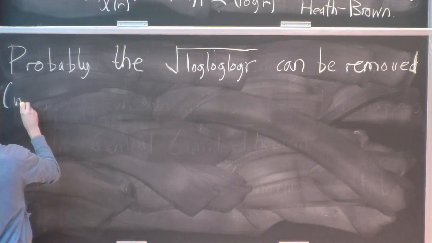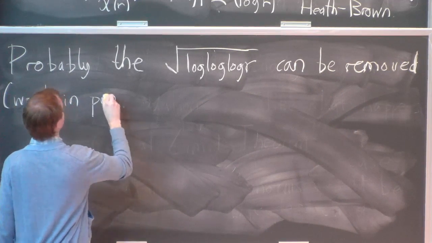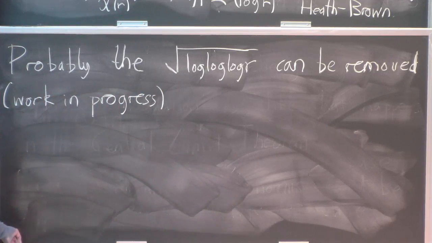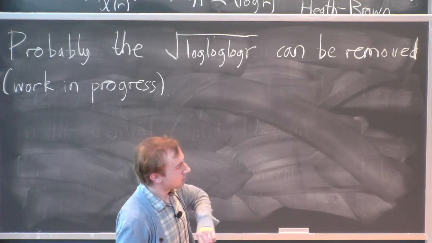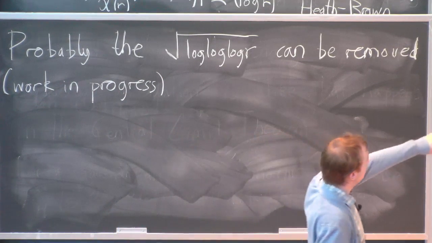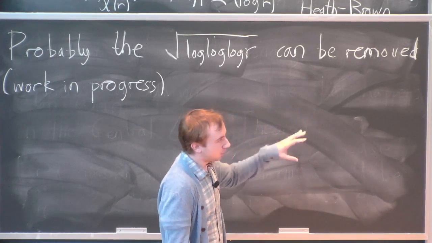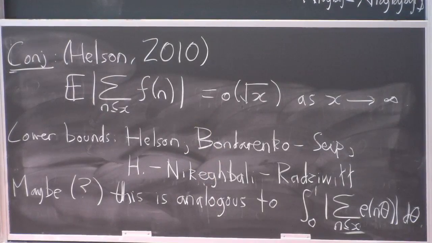And this is work in progress to do that. I think it can be, but I haven't checked all the details yet. And if it were removed, then presumably in view of theorem 1, that would be a sharp upper bound. So if you don't immediately see why L should come into things, I'll explain that in the last part of the talk when I say a little bit about the proof. But maybe if you've worked on these things before, it's reasonably clear.